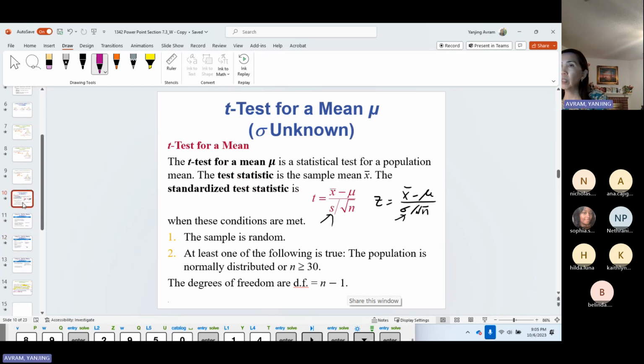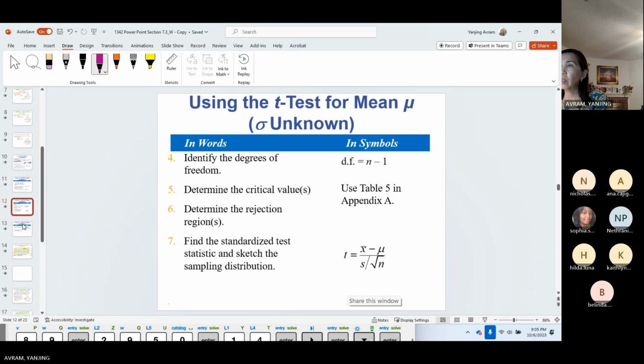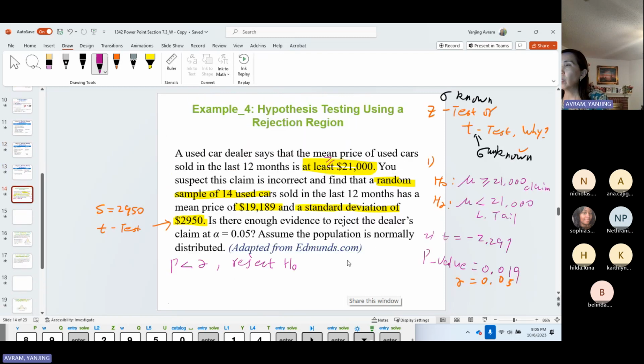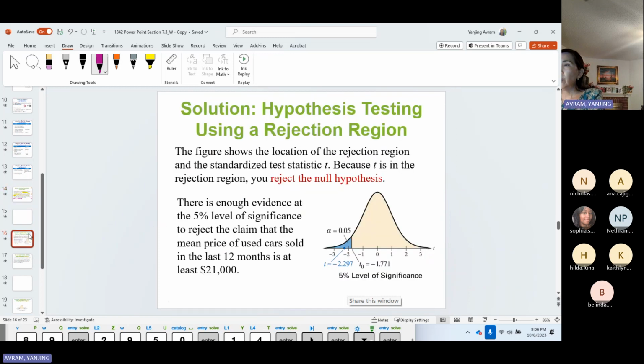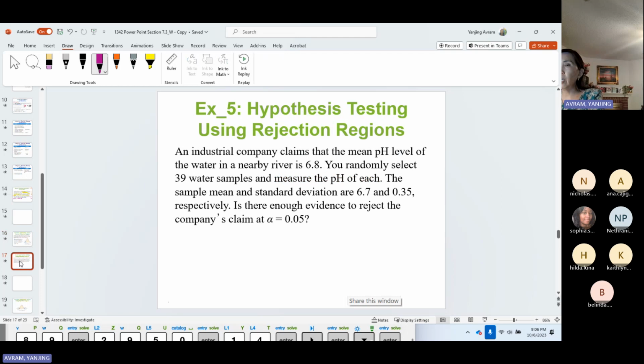Going back to the question: we have enough evidence to reject this claim. Is there enough evidence to reject the dealer's claim at alpha equal to 0.05? The answer is yes. We do have enough evidence to reject this claim.